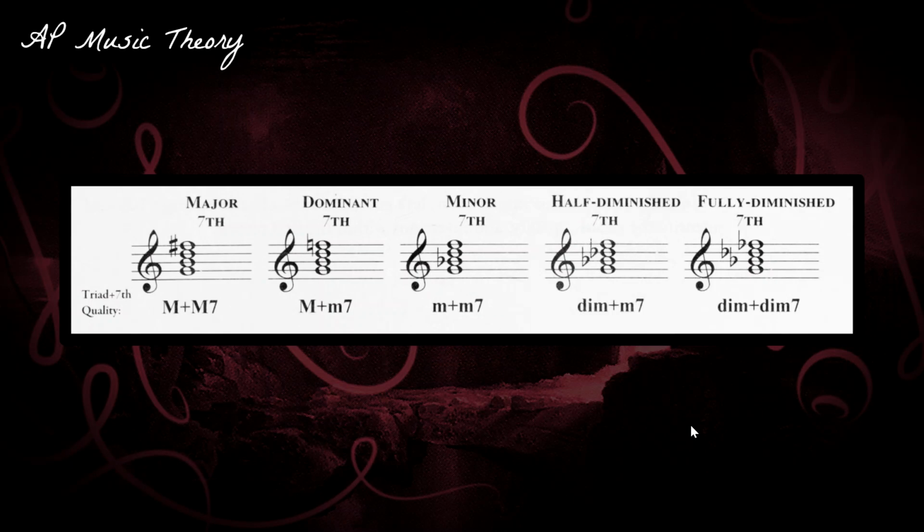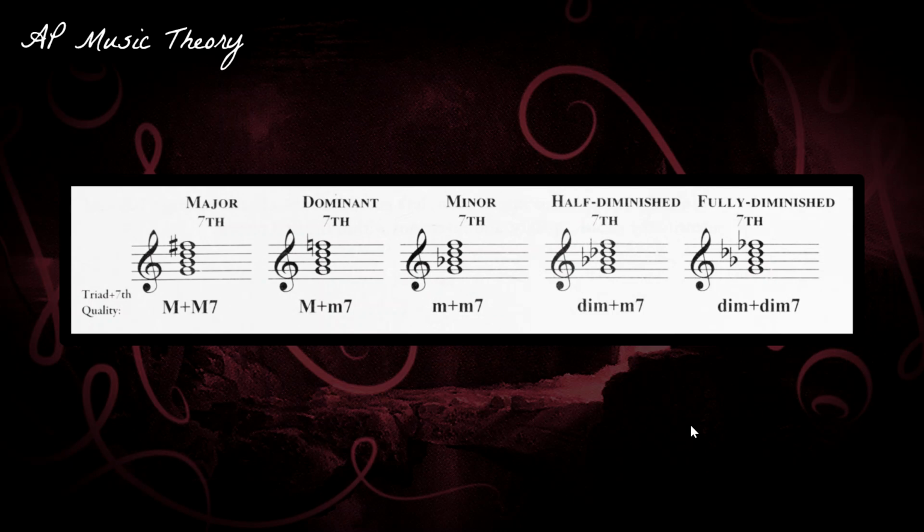So, the 5 basic 7th chords. The major 7th, which is a major triad, major 7th, or major 3rd, minor 3rd, major 3rd. The dominant 7th or major minor 7th, which is a major triad, minor 7th, or major 3rd, minor 3rd, minor 3rd. Minor 7th, which is a minor triad, a minor 7th, or minor 3rd, major 3rd, minor 3rd.